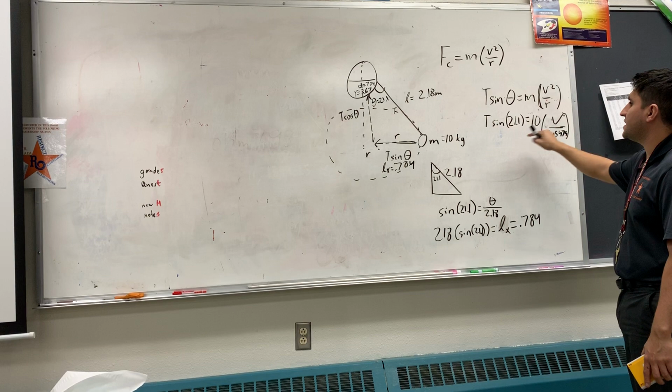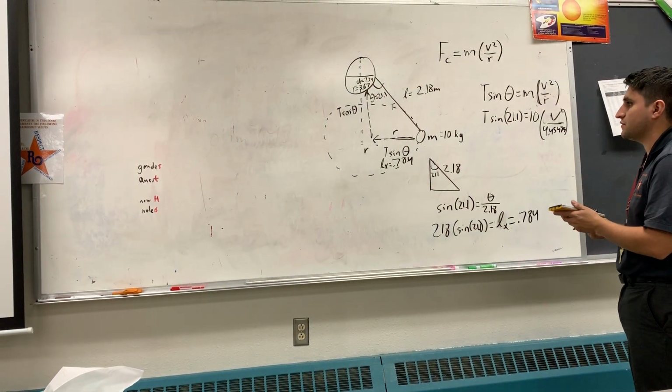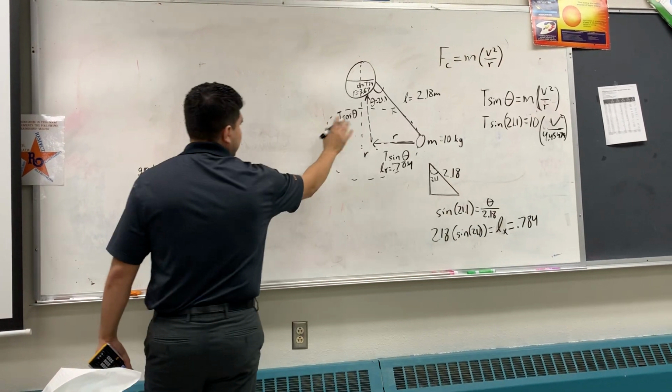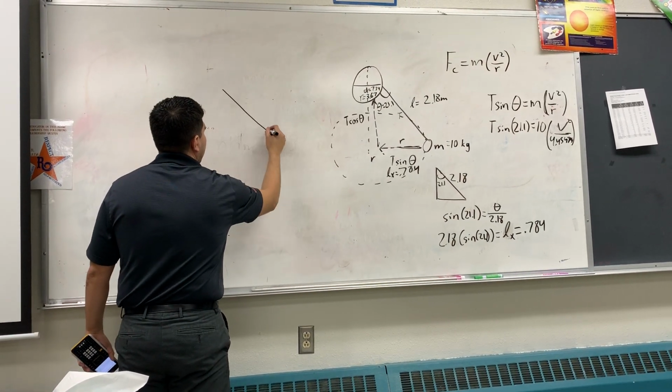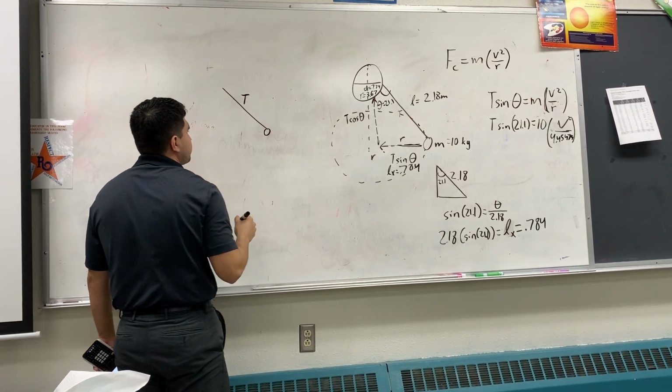So if I want to solve for v, I still need to know what that tension is. What is that tension of the rope? Going back to, because that's getting a little bit messy, I know there's tension right here.